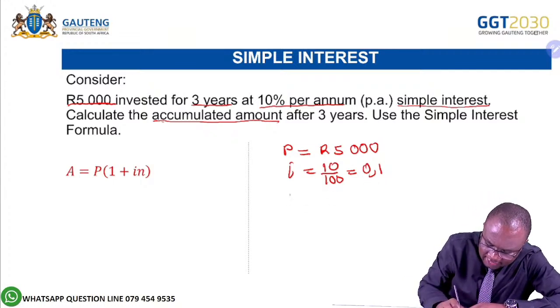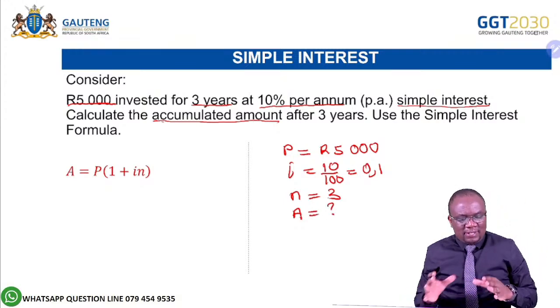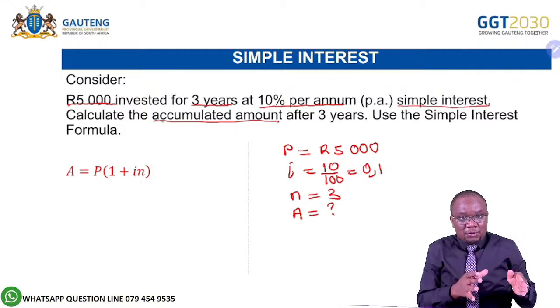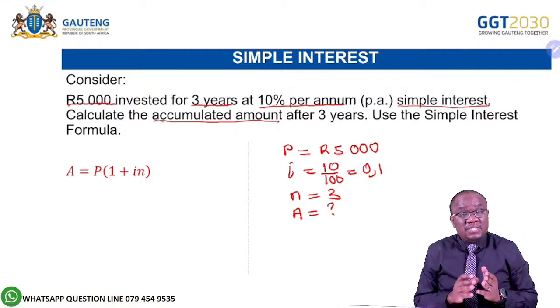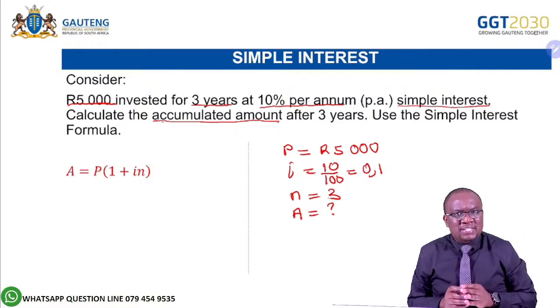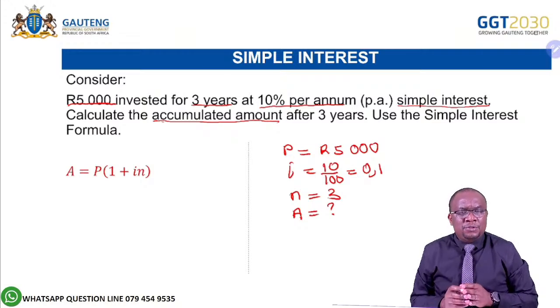What else are we given? N, per annum for 3 years, N is equal to 3. And then we are looking for A. You see that? You have your information like that, and then we substitute. I want you to do the substitution, and then after substitution, let's get the answer.